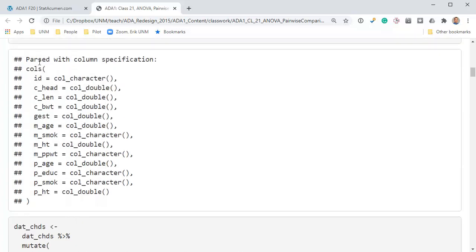It's got all those columns, but we're going to be dropping a whole bunch of these. Just so you can parse this a bit, anything that starts with C underscore means the child. So the child's, I think this is head circumference, their body length, and their birth weight. Gestation is their gestational period, which might be in weeks. And then M underscore is for maternal age, smoking, height, and pre-pregnancy weight. And then P underscore is for the father, padre, papa, for age, their education, smoking, and their height.